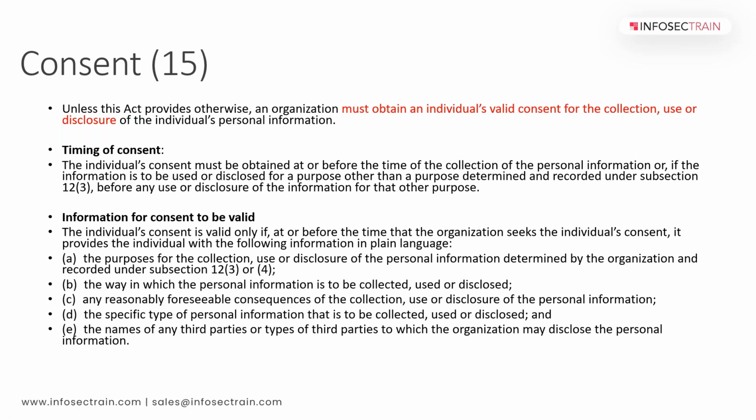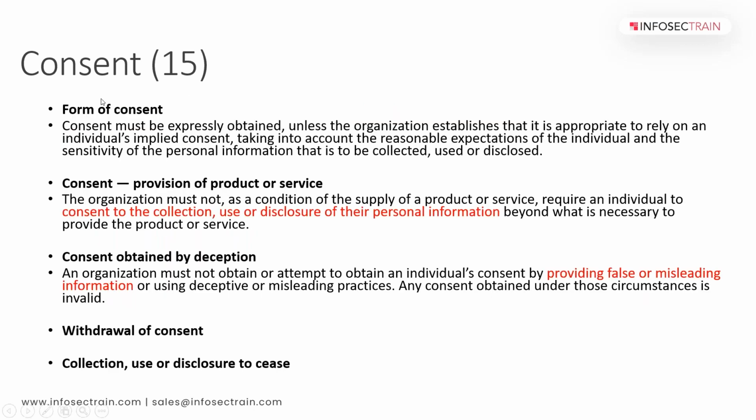Information for consent to be valid: which consent is going to be valid? You are going to analyze that, and then you are going to say whether it is meaningful to apply that or not, and whether third parties are going to be involved or not. Then you have a template for that form of consent. We also have that as part of CCPA, and even GDPR, we have a form of consent. What is the information that you are going to track as part of the consent? Then you have another consent for provision of product or service, consent obtained by deception, withdrawal of consent, collection, use, or disclosure. These are the formats that are going to be used.